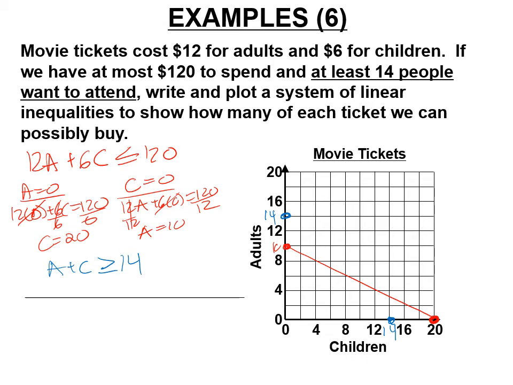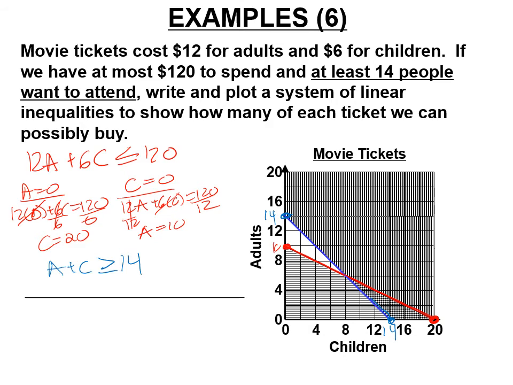And so we're going to make a, whatever that was. Let's fix that. All right, and there's that one. So then that would be this area up here. And then the red one, right, is shaded below. So let's see if I've done this already. Yes, there's the red one, right? So that's no more than $120 to spend. There's the blue one, graphed more nicely. And there's at least 14 people want to go.